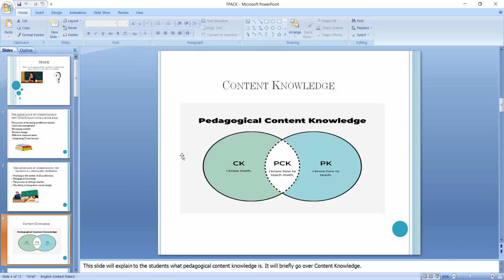Then if we go over to the fourth slide, which is content knowledge. Content knowledge is, in a nutshell, like his or her undergrad degree. Obviously we all have a specific skill or knowledge that we acquire through university, and that would be referred to as your content knowledge. So this is also the first main topic that we will discuss in the TPACK presentation.